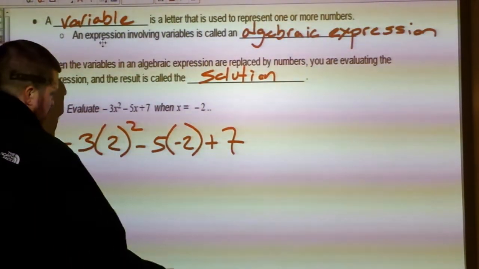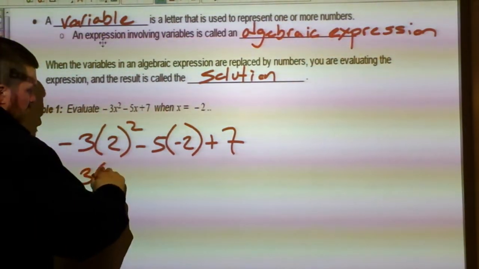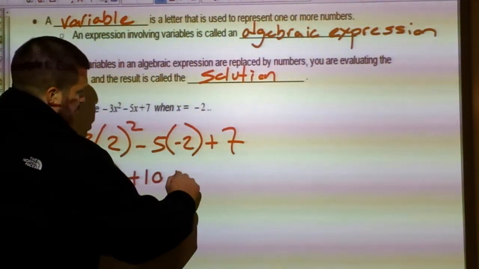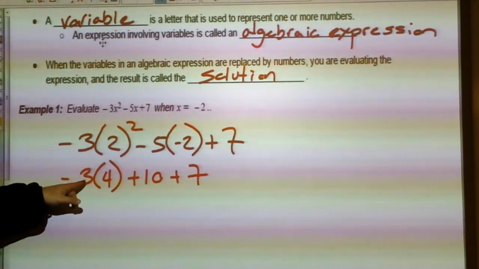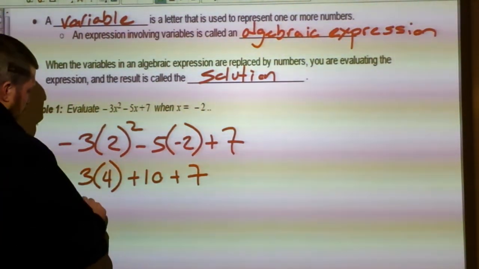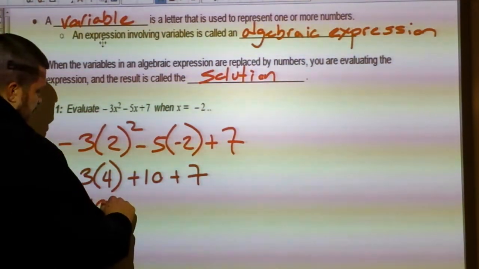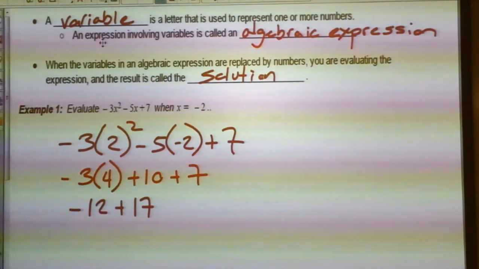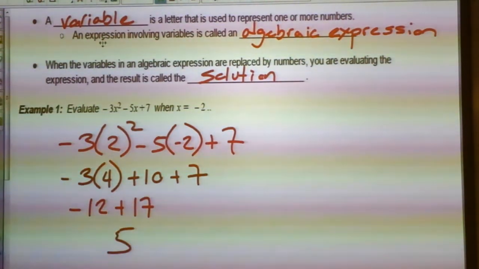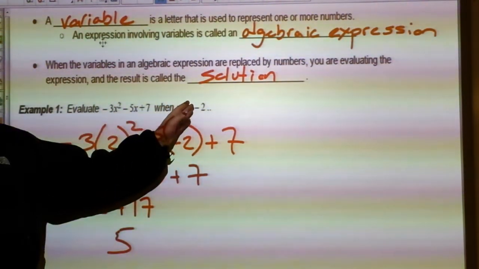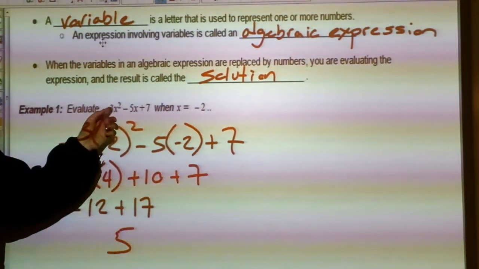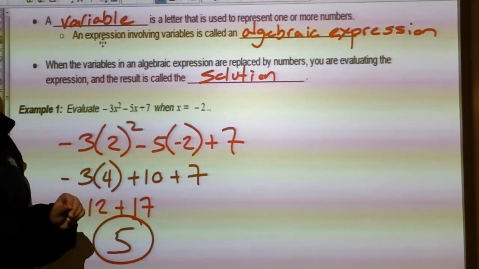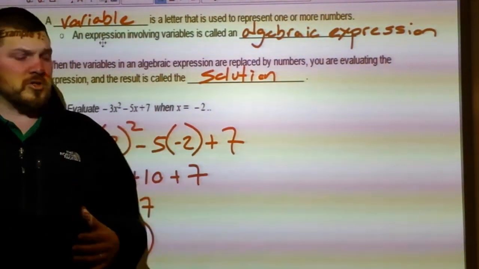Okay, so (-2) squared is 4. We have -3 times 4. -5 times -2 is +10. And then plus 7 is just falling down. -3 times 4 is -12. And then 10 plus 7 is 17. And then finally, last step, -12 and 17 is 5. So when I plugged in a -2 everywhere I saw an x into this algebraic expression, my final answer was a 5. Notice that I showed a lot of work here, and for my final answer, I circled it.